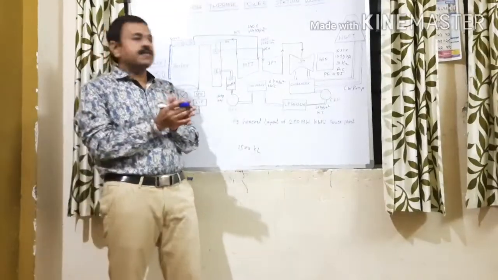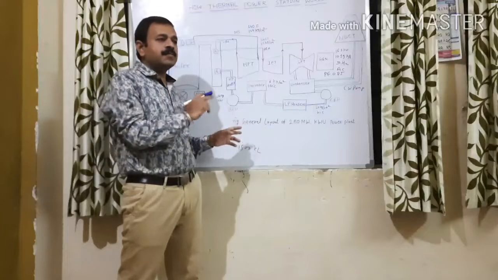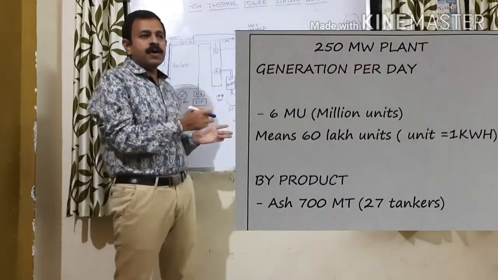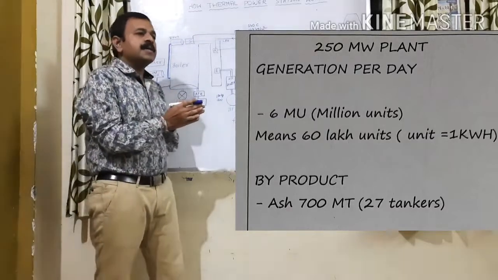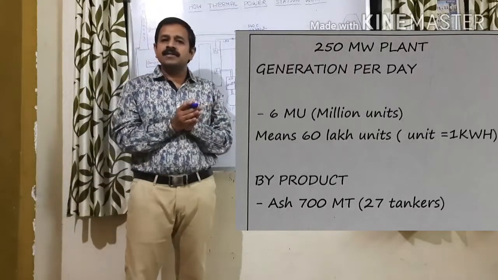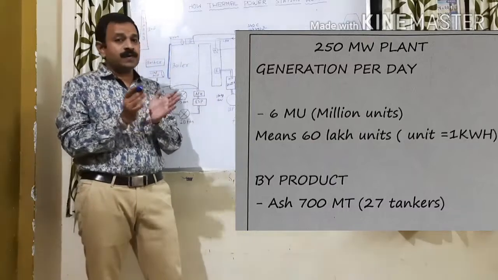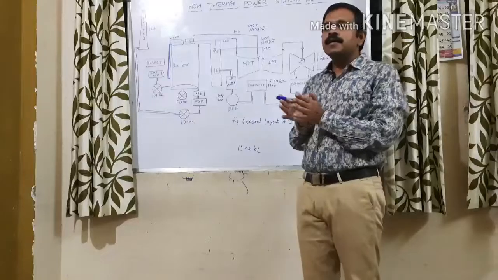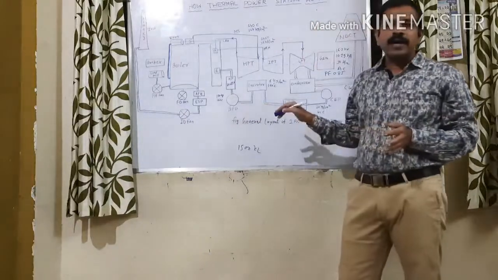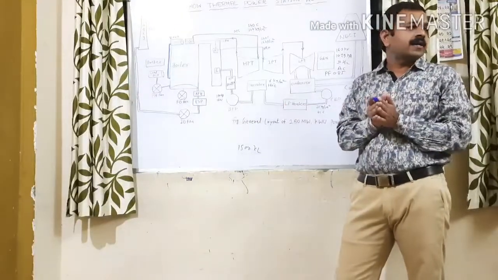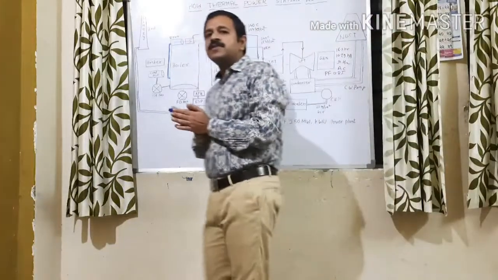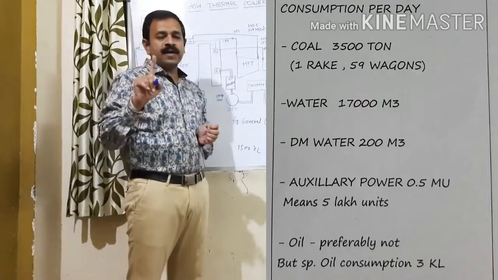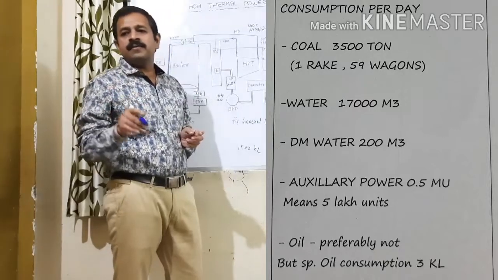Now the generation per day. So here the generation per day is 6 million units. It means 60 lakh units. The byproduct is the ash production. Ash produced is 700 tons, that is equal to 27 bulkers, 27 tankers. Then consumption: coal required for a day is 3500 metric tons, which is equal to 59 boxes of a railway. It means completely one rake or one railway is required for the one plant.